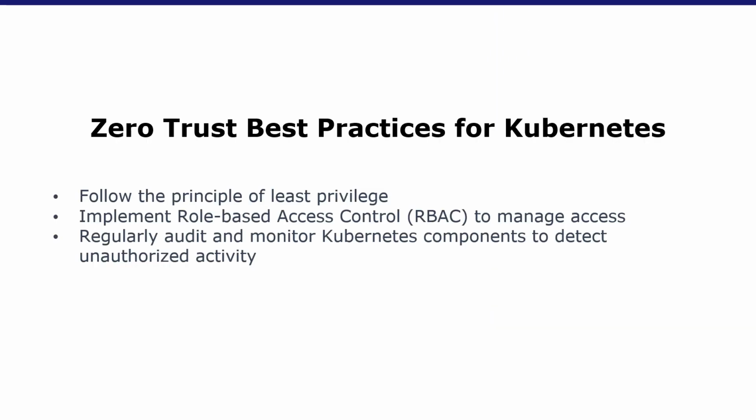Here are some best practices to follow when implementing Zero Trust for Kubernetes clusters. Follow the principle of least privilege. Only grant the minimum access level necessary to complete a task. Implement role-based access control, or RBAC. RBAC provides a way to manage access to Kubernetes resources by assigning roles to users and groups.